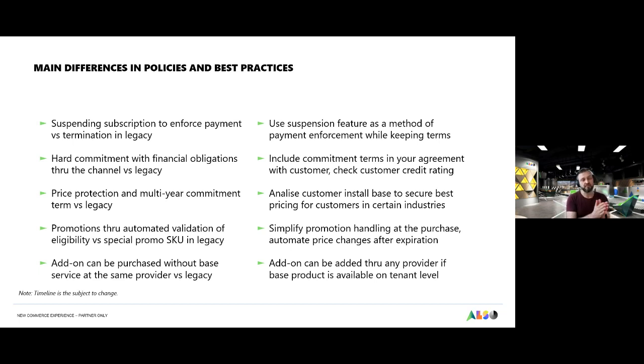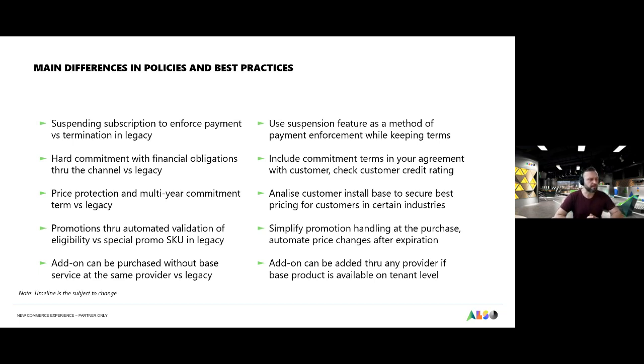The price protection for multi-year commitment that comes with 3-year SKUs is something very useful for customers who have a very stable install base. It's very handy for those customers who do long-term budgeting and make tenders. You will be able to participate in these tenders and guarantee the price for the 3-year contract. That's very, very important for partners working with larger customers.